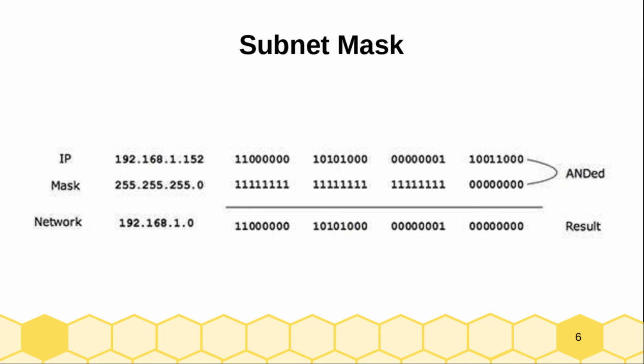Okay, this is how the subnet mask helps extract the network ID and the host from an IP address. It can now be identified that 192.168.1.0 is the network number and 192.168.1.152 is the host on that network.